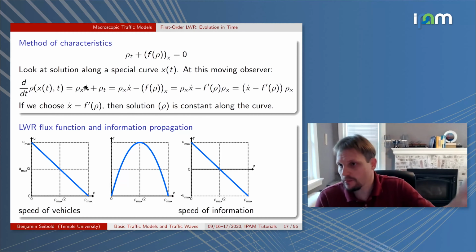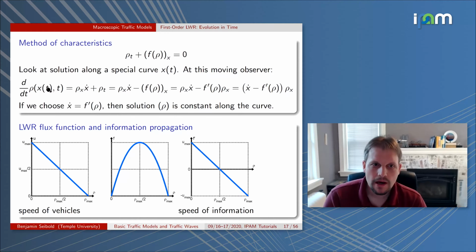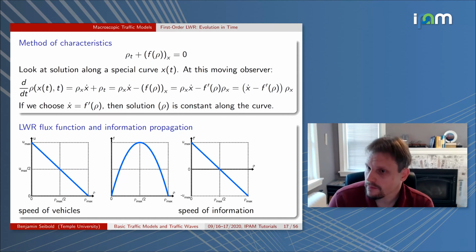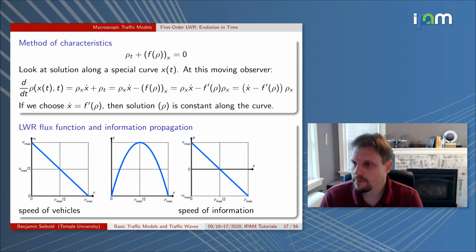Then you measure right next to you what the density is. You have a camera that tracks this, and you want to know the rate of change of the density along that moving frame of reference. By the chain rule, this is equal to rho_x times x dot, plus rho_t. Rho_t, however, we know is minus f_x by using the equation, and minus f_x is f prime of rho times rho_x. I'm assuming everything is differentiable here. Then we pull out the rho_x and get x dot minus f prime of rho. And now I ask, how can I choose the speed of my motorcycle, x dot, such that this description becomes particularly simple?